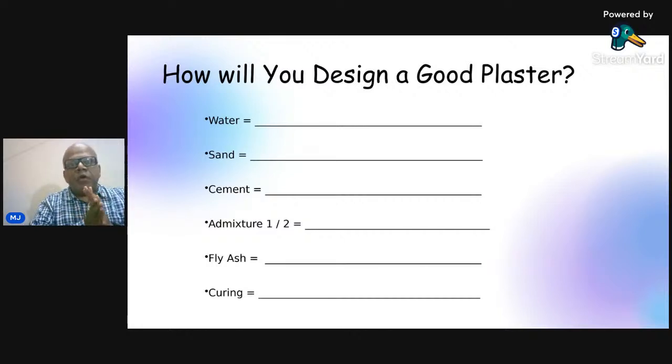So then the next point is, I'm just talking about admixture number 1 and 2. So we have two admixtures. One is polymer which we add, and there is MHEC. You go on the internet and try to find out about these two admixtures. The first is polymer, called RDP, redispersible powder, which we add, and the second is MHEC. Just search on Google and you will get fantastic information about these two new generation materials.